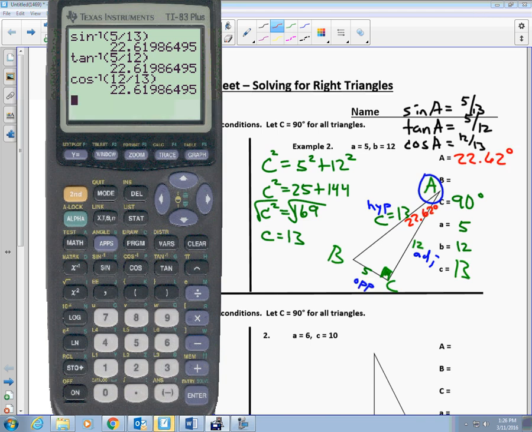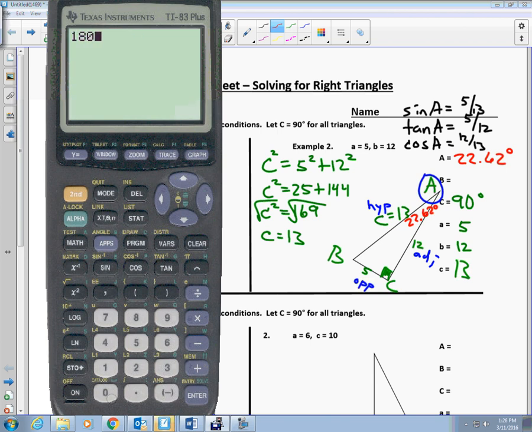Now that I have that one, can I find B? Yeah. I just subtract 90 and 22.62 from 180. I get 67.38. Isn't that nice? So if you're not given an angle, use the Pythagorean theorem to find the other side, and then use one of the sine, cosine, or tangent formulas to figure out the other.